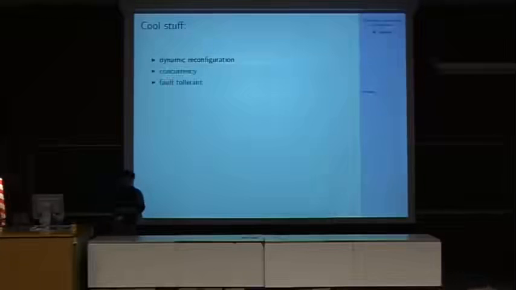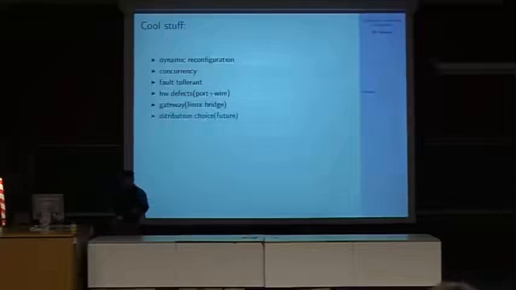Then, given the big number of processes that Marionnet brings up, we needed to manage all this stuff. So there is a manager of the concurrency of all these processes, and there is also a death monitor that checks if a process dies or something like that, and Marionnet won't crash on you, so it's fault tolerant. Then we have the hardware defects in both ports and wires, as we saw earlier. We have the gateway to connect to your host machine. We have the distribution choice, or at least we will.